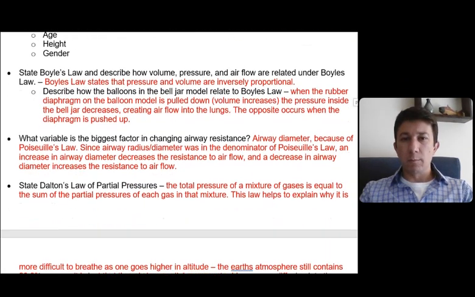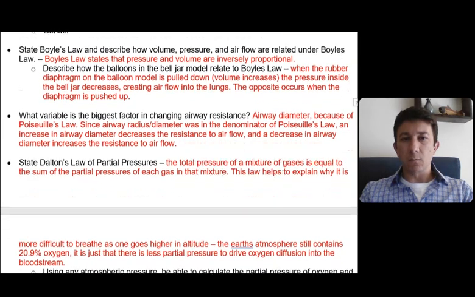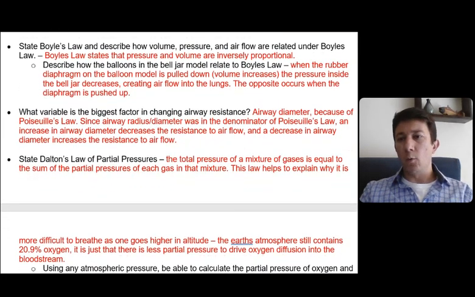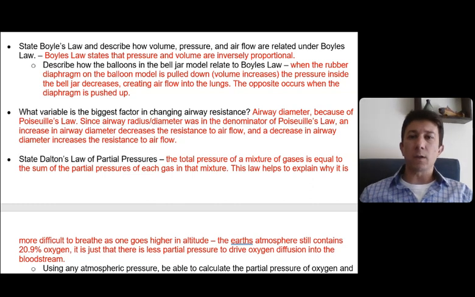Next, we get into a little bit more of the physiology side of things with Boyle's law. And Boyle's law is a really important law because it really helps us understand how the pressure changes that are occurring during inhalation and exhalation are leading to the flow of air to and from the alveoli during those pressure changes. And so Boyle's law states that pressure and volume are inversely proportional to one another.